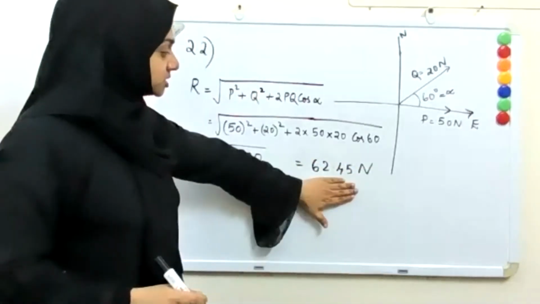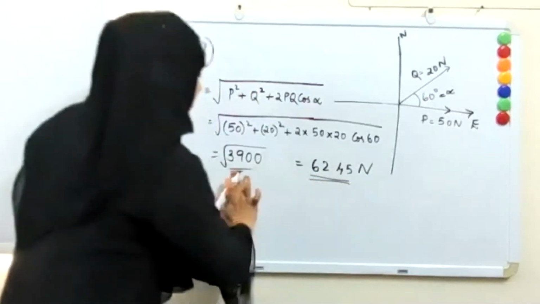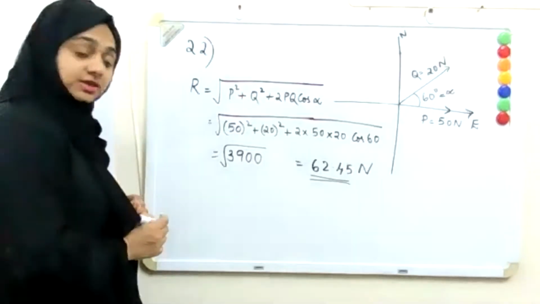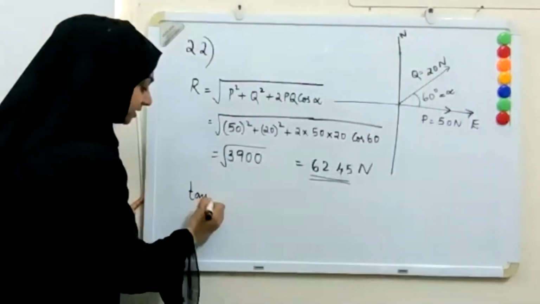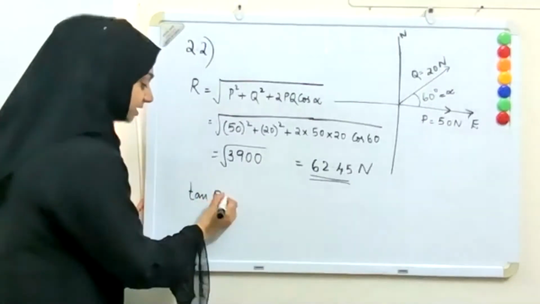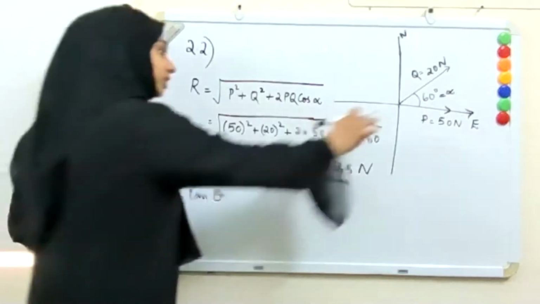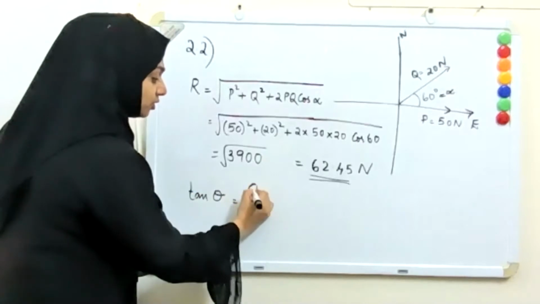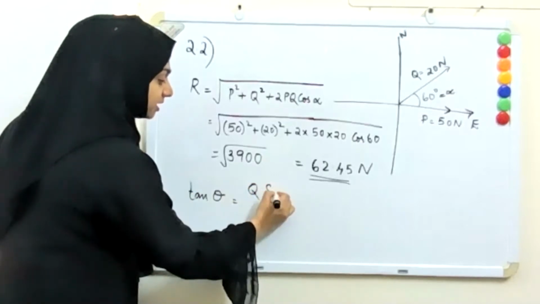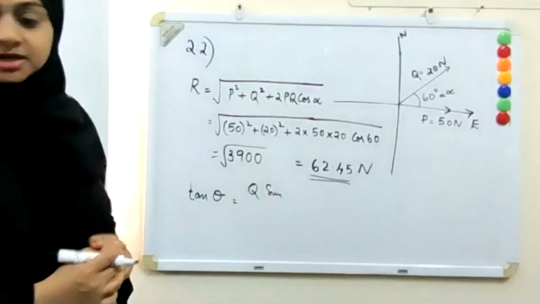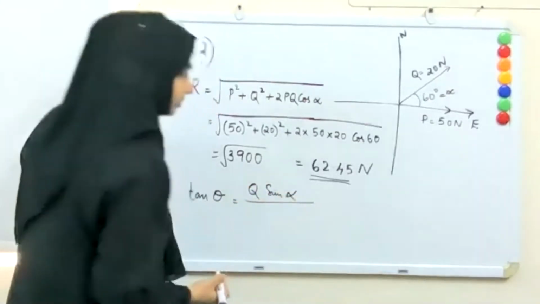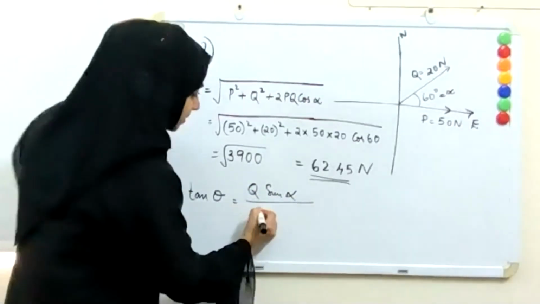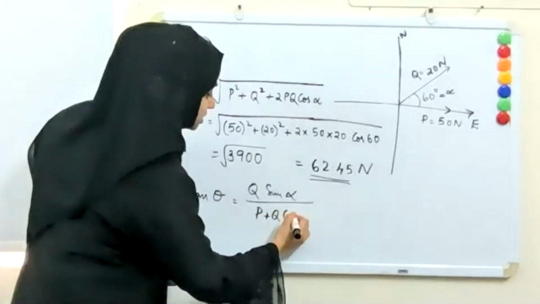So this much is the force, this is the magnitude, and to find the direction, which equation can we use? To find the direction, tan theta, where theta will be the angle made by the resultant with one of the forces, say 50 Newton force. Tan theta is equal to Q sine alpha divided by, don't you remember the formula? What is it? P plus Q cos alpha.